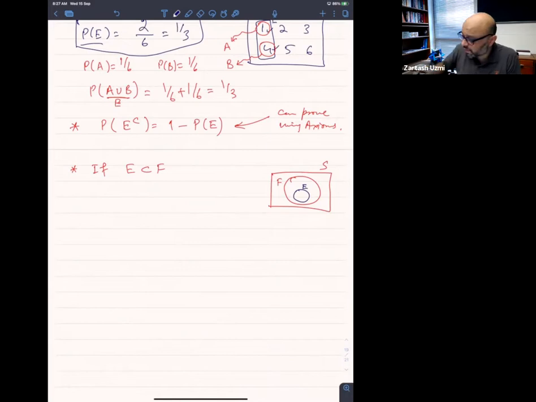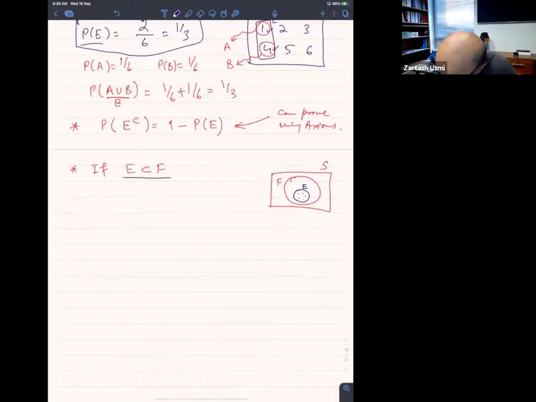When E occurs, it means some outcome inside E has occurred, and that outcome is not outside F. When E occurs, F is guaranteed to occur. But when F occurs, maybe E will occur and maybe E will not occur, depending upon whether the outcome which occurs is outside E and inside F, or inside E. Okay. So E is fully contained in F.